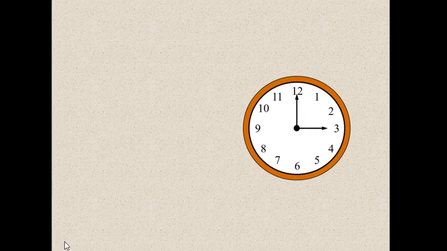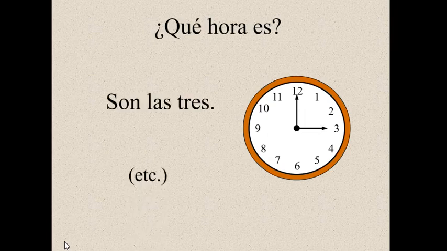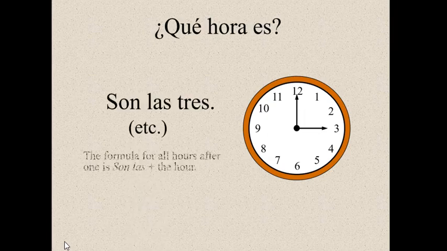¿Qué hora es? Son las 3. So the basic formula is son las plus the hour. For example, for 4 o'clock, you would say son las 4. For it is 5 o'clock, you would say son las 5.